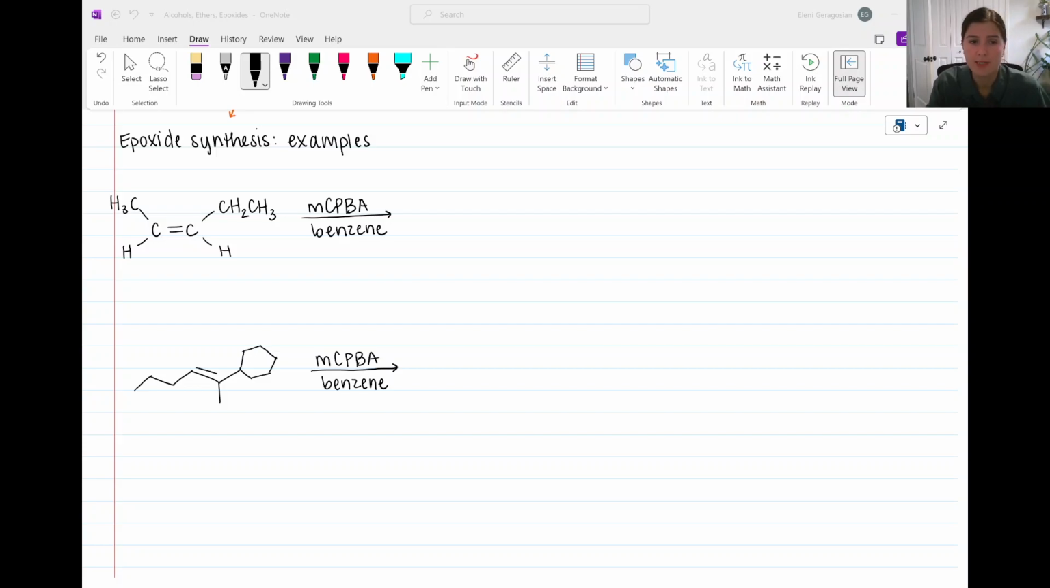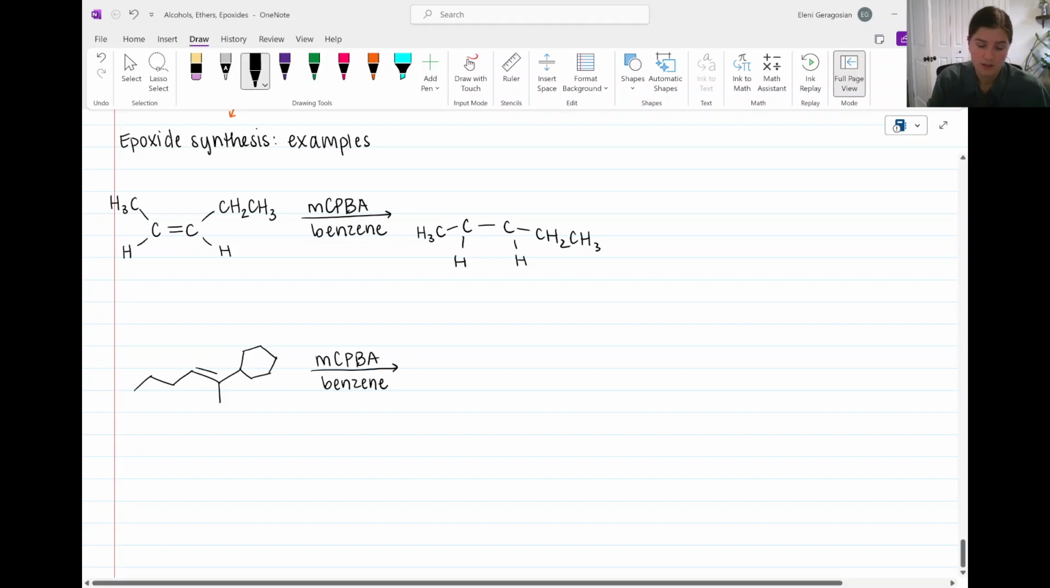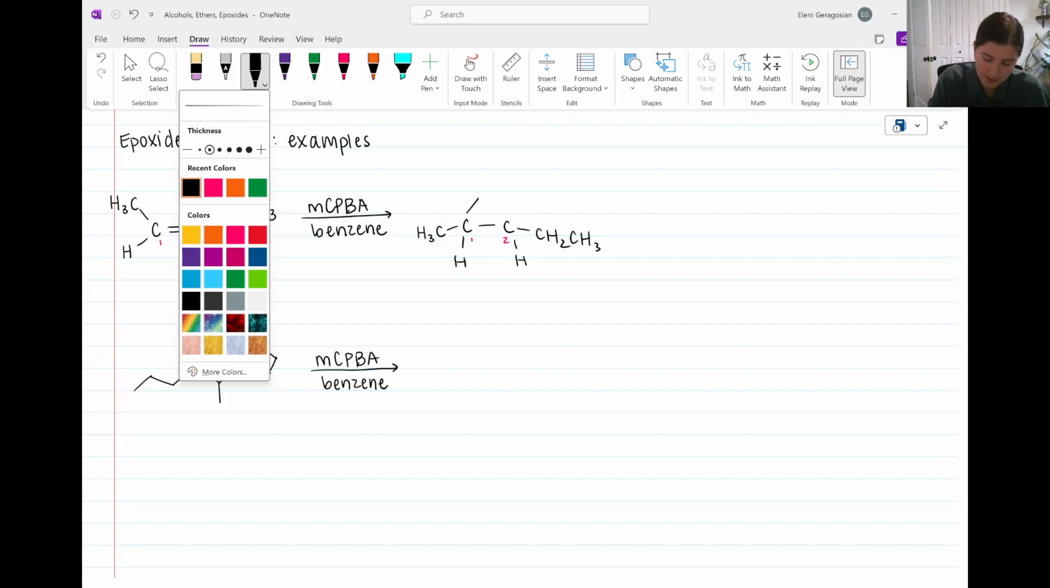So the two carbons that are part of the alkene are where the epoxide ring is going to be in the product. So we have these two carbons, one's bonded to hydrogen and CH2, CH3. One's bonded to hydrogen and a methyl. So that is these two carbons. We'll just call them carbon 1 and 2. Carbon 1 and 2 are where the epoxide ring is going to form.